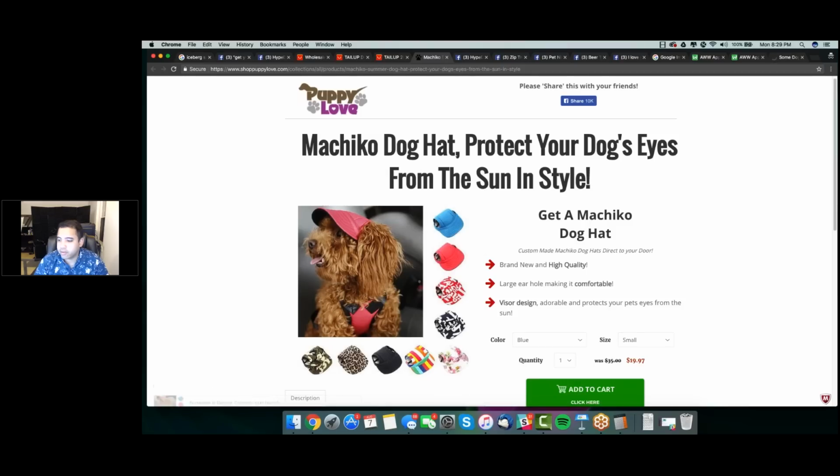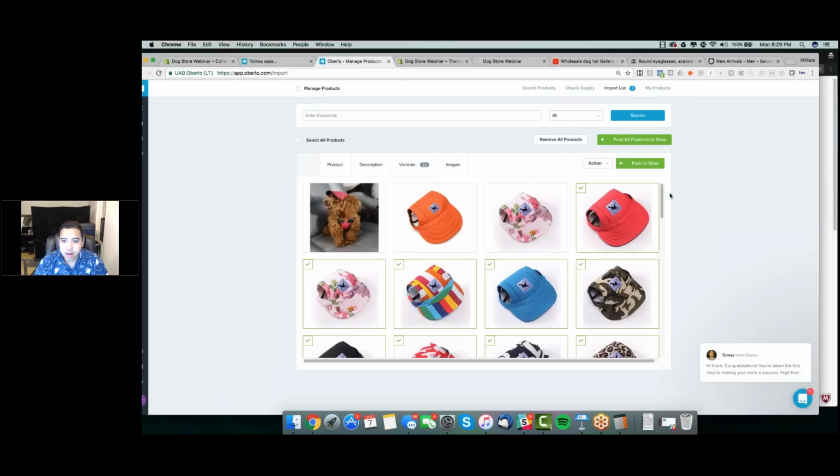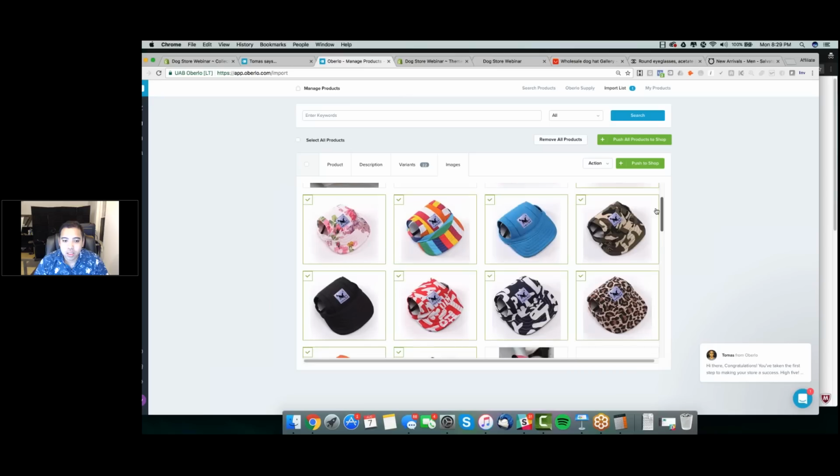People are just buying this left and right, so we know this is a hot product. We're going to sell this for $35. Okay, hit apply. Boom, boom, images, and then we have here all of these different dog hats.